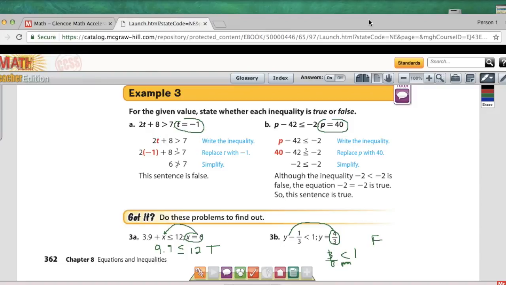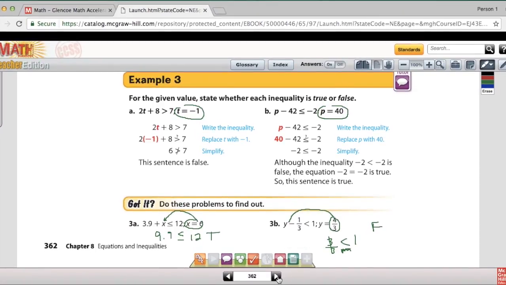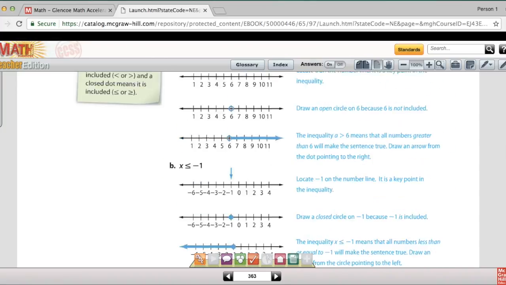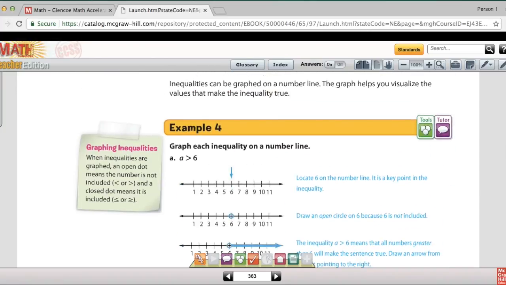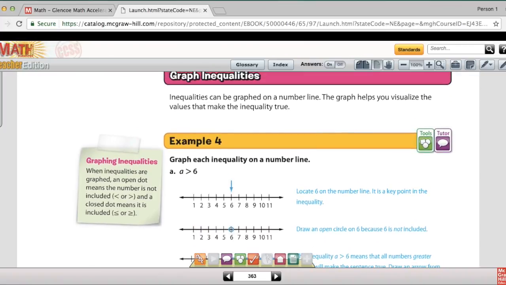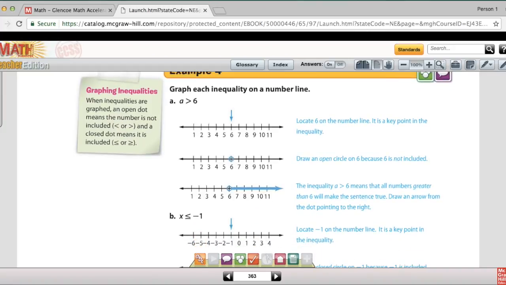On the next page here, page 363, we have another couple of examples to go through. For example 4, we're going to be graphing. And this is where it's really important for you to understand the difference between an open circle and a closed circle. So make sure you get this in your notes for lesson 8-6. If it's a less than sign or a greater than sign, that's going to be an open circle. And less than or equal to and greater than or equal to is going to be a closed circle.